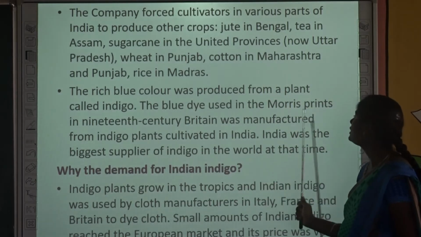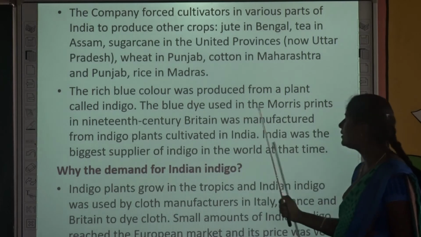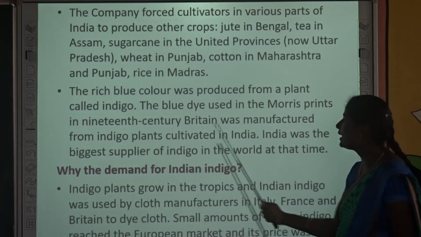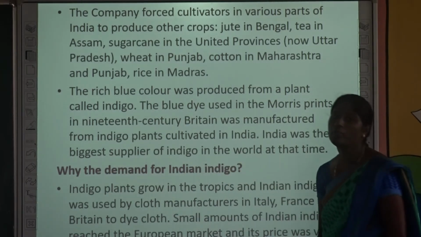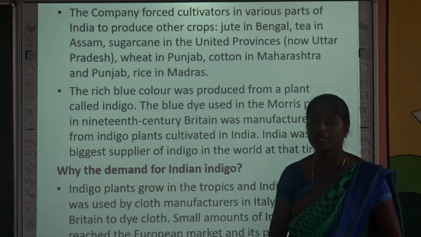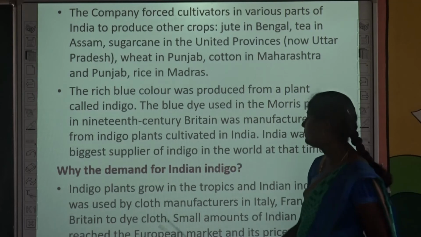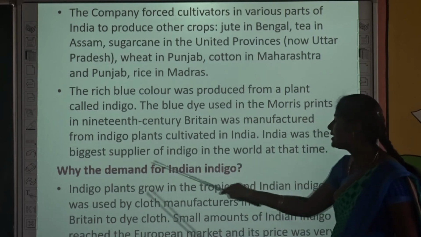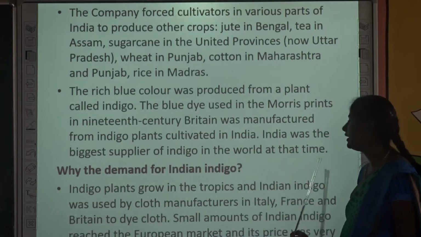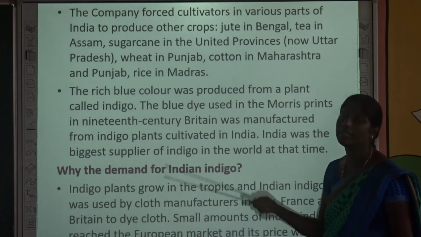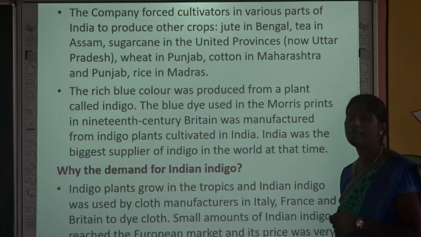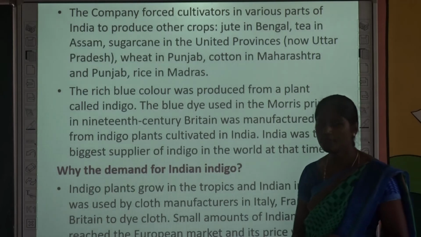The blue dye used in the Morris prints in 19th century Britain was manufactured from indigo plants cultivated in India. In your book you can see two colored cotton cloths, which were printed by the British. India was the biggest supplier of indigo in the world at that time, and during the 19th century, India was a big cultivator of the indigo plant.